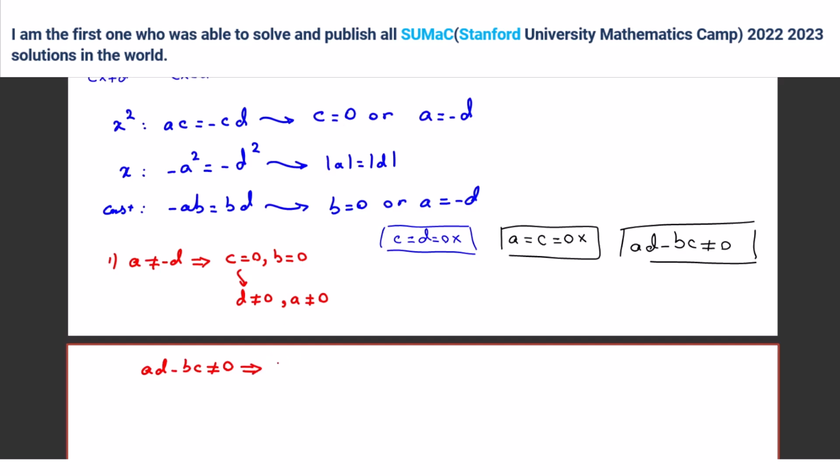Well, because BC is always 0, this doesn't really matter. AD is not 0 because A is not 0 and D is not 0. So this condition is satisfied, right? Yes. Now we know all of them can be from 0 to 5.